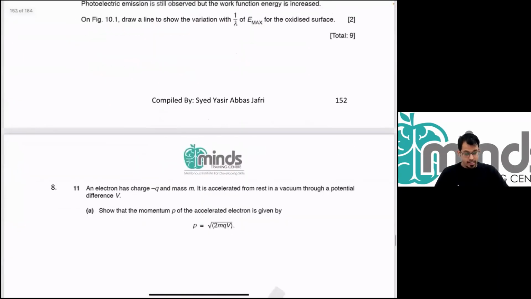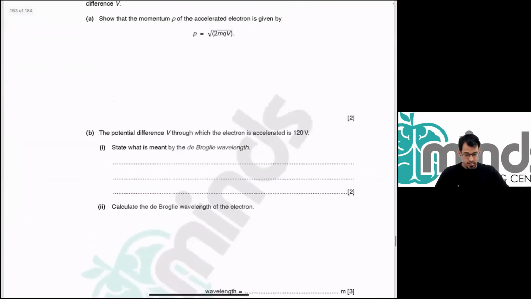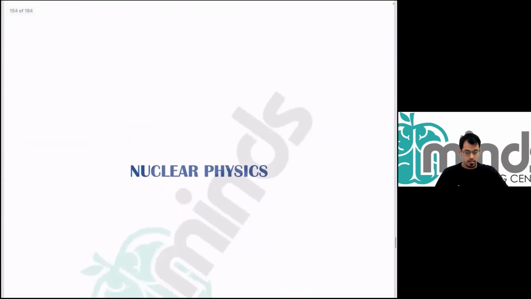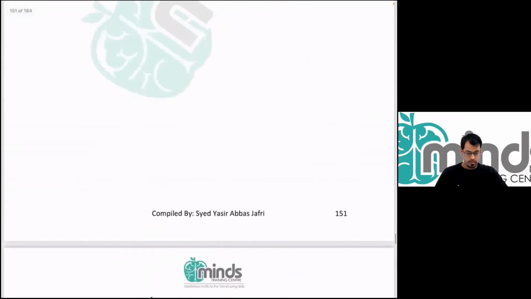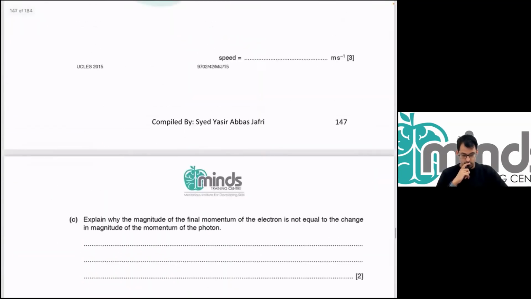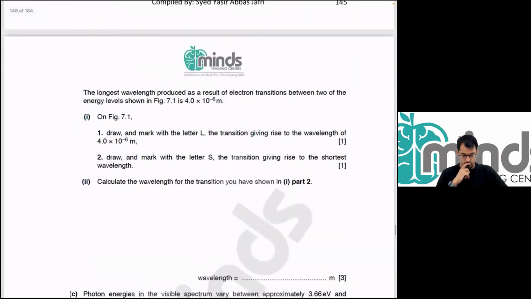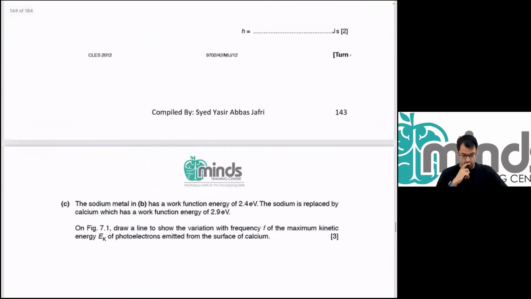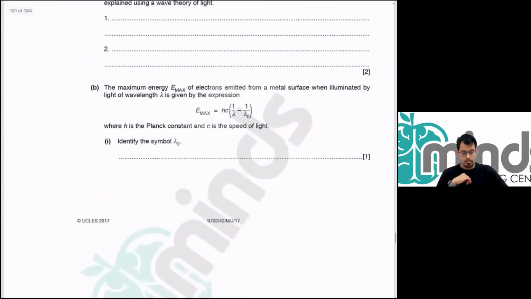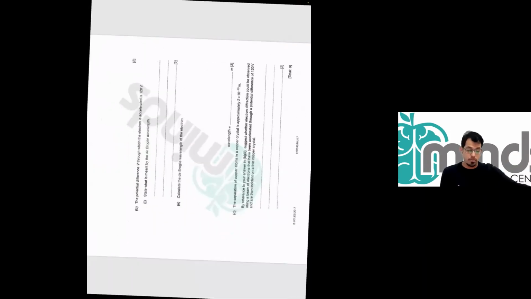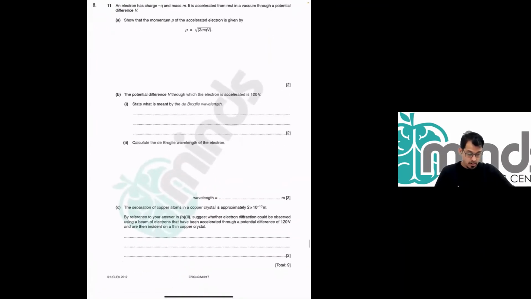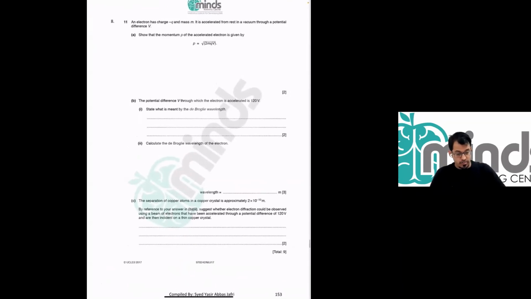Okay, after solving this question, the next question that we can solve is question number 8, page 153. Question 8, page 153.